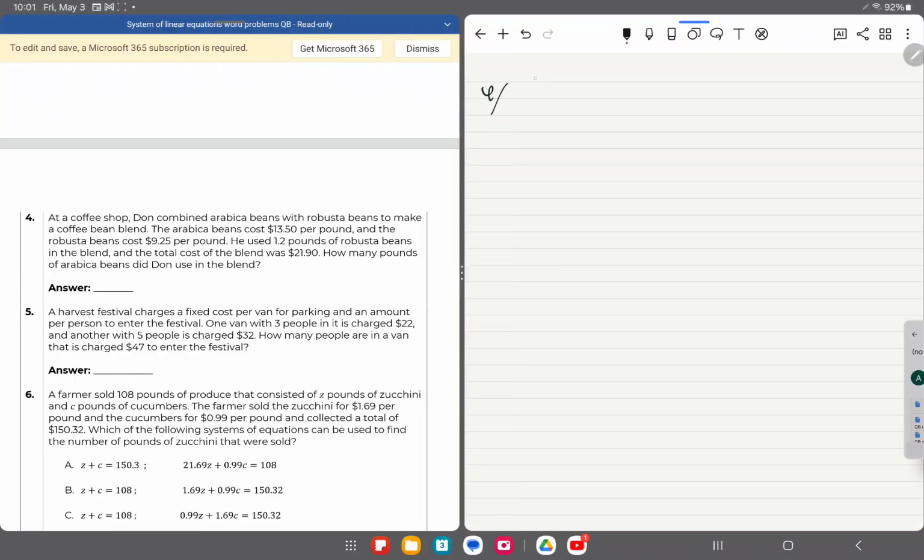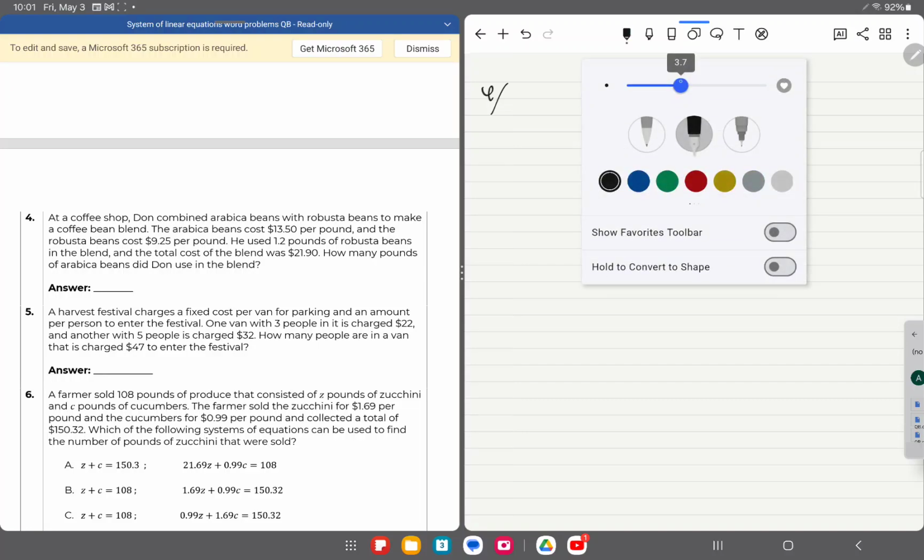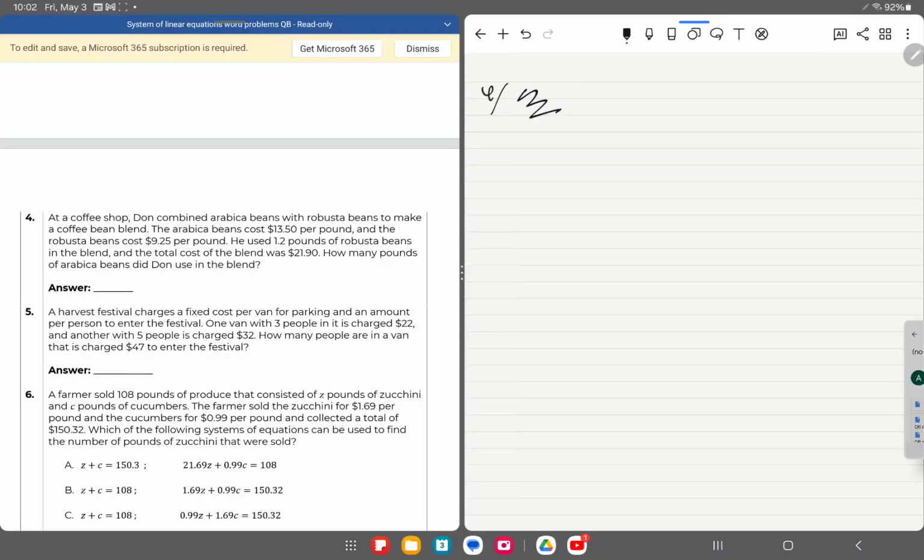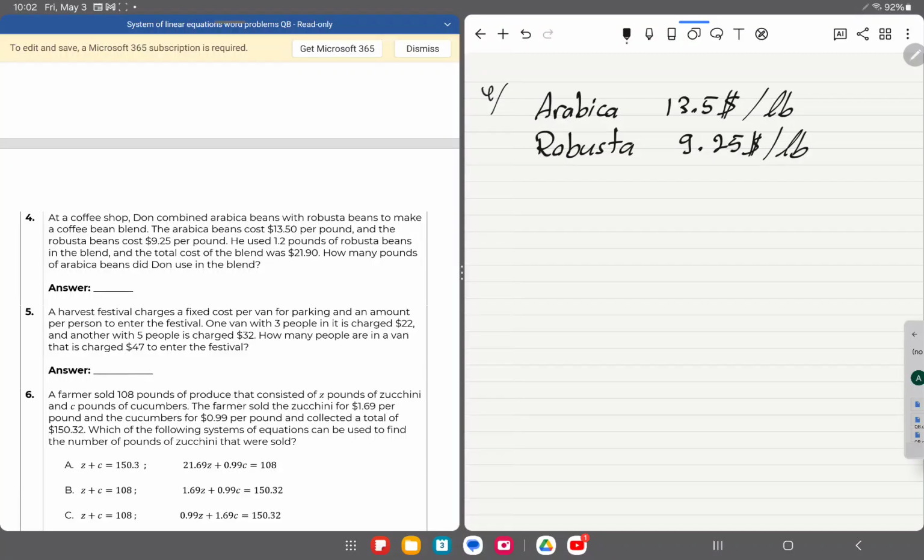Now, let us go to number 4. I'm making this one thicker because it's been glitching while recording. At a coffee shop, Don combined Arabica beans with Robusta beans to make a coffee bean blend. The Arabica beans cost $13.5 per pound, and the Robusta beans cost $9.25 per pound.